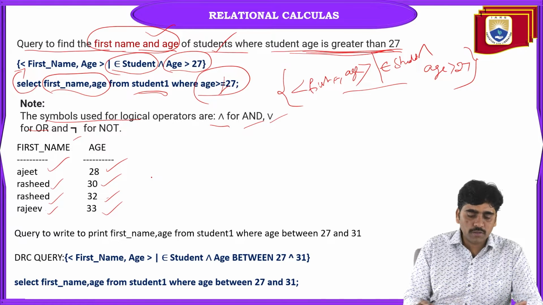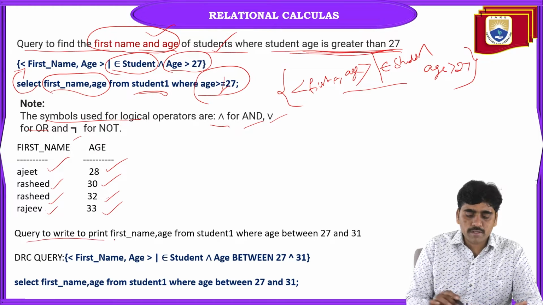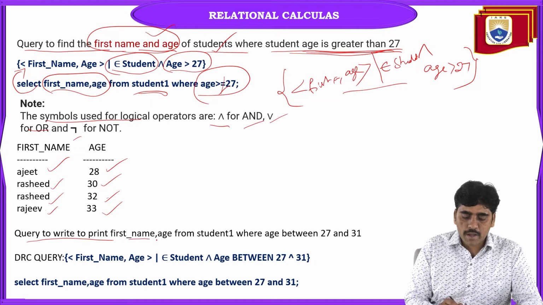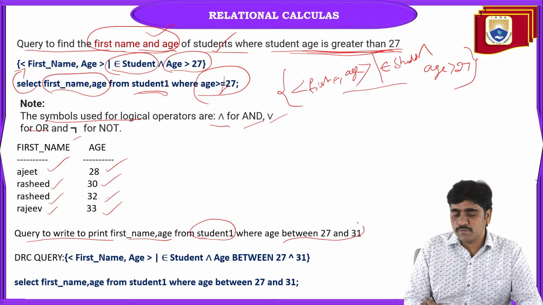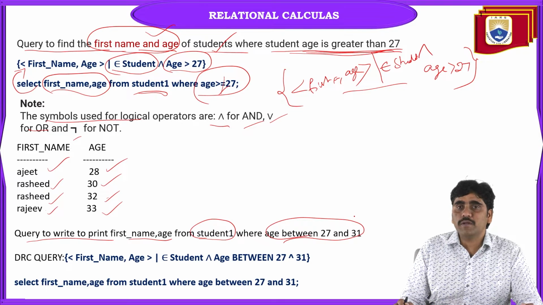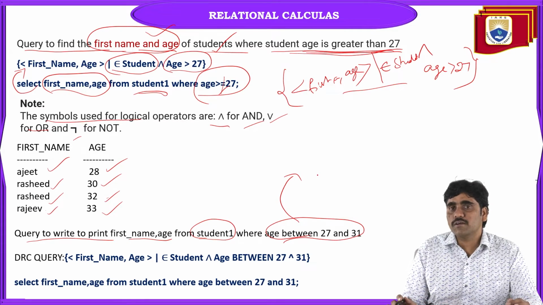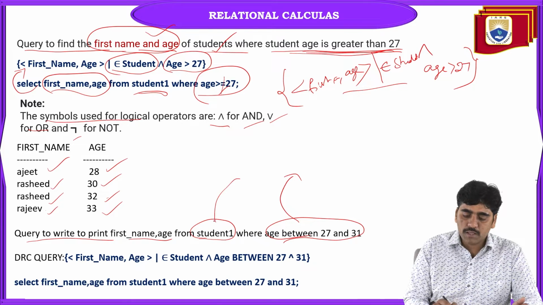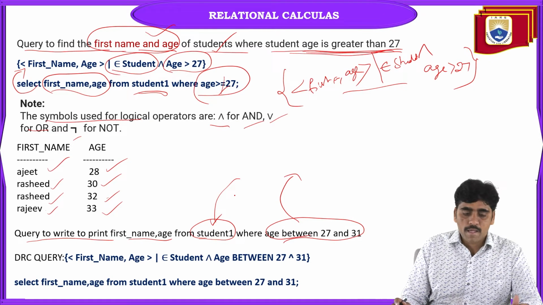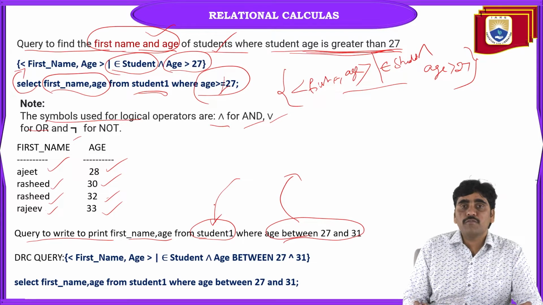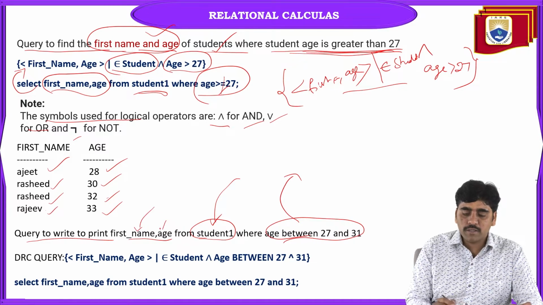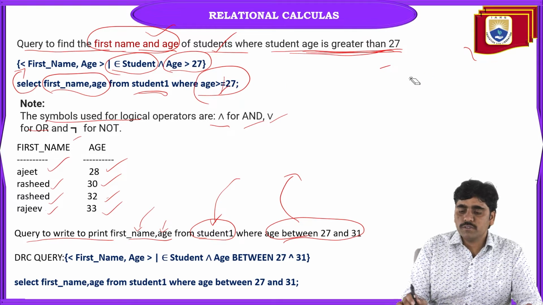From this you can write the query. Query to print first name comma age from Student where age is between 27 and 31. I am mentioning the condition as age between 27 and 31, the table is the Student table, and I want to display first name and age.